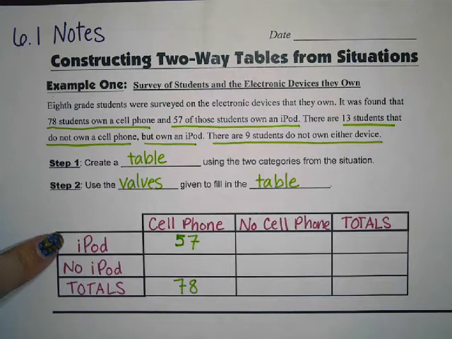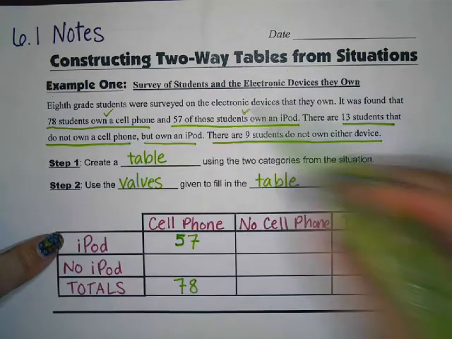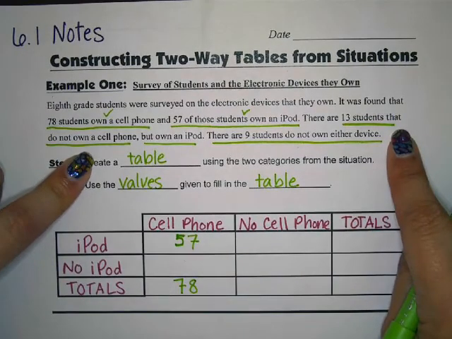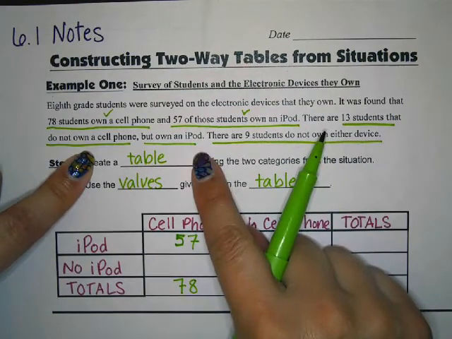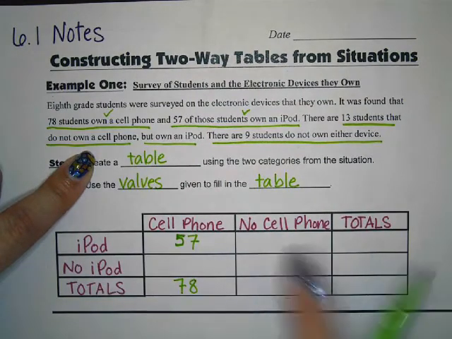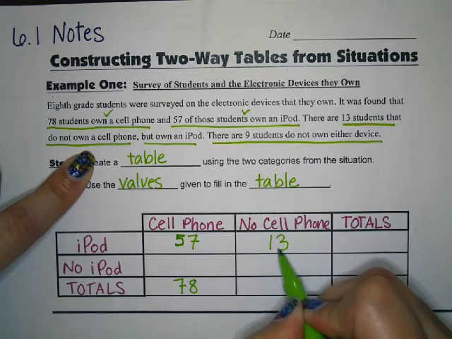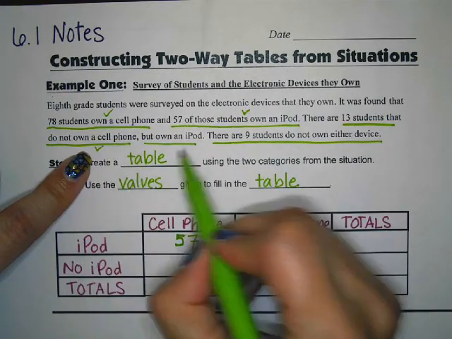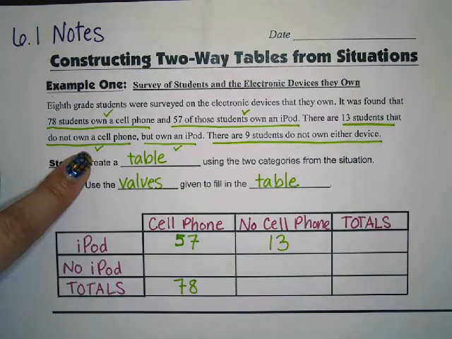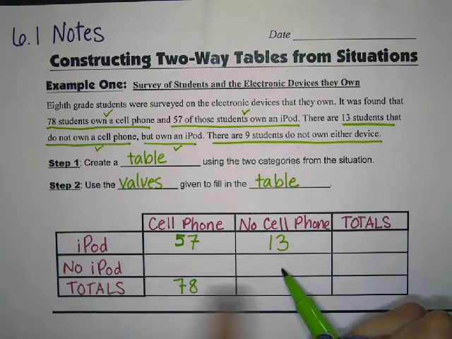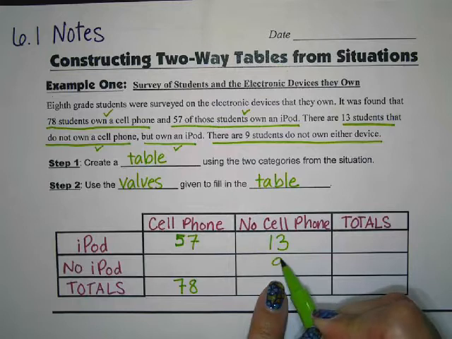Okay, so we've done this one and we've done this one. Now there are 13 students that do not own a cell phone, but they own an iPod. So they have an iPod and no cell phone. So this is 13, goes here. So we've taken care of this one and this one. And there are 9 students that do not own either device. So they have no cell phone and no iPod. So they're going to go here in the table.